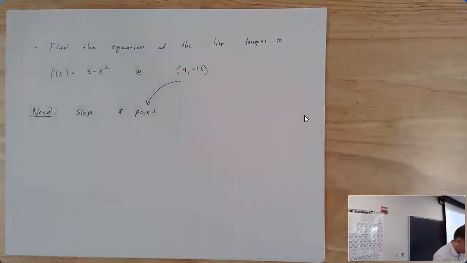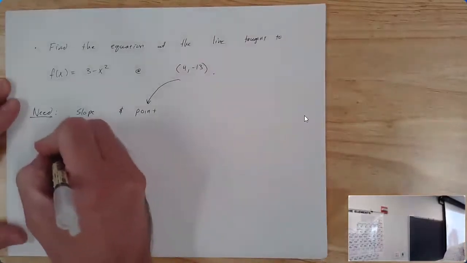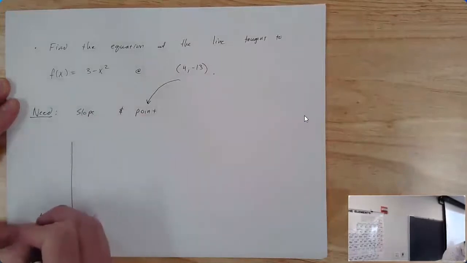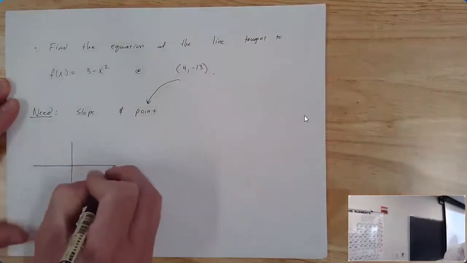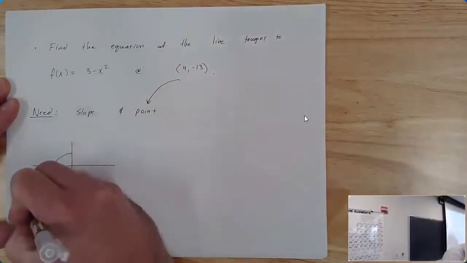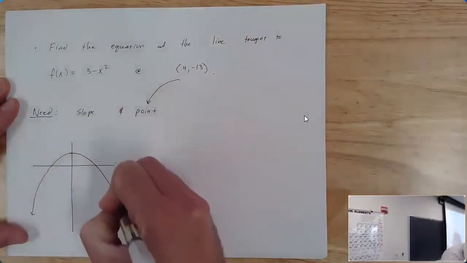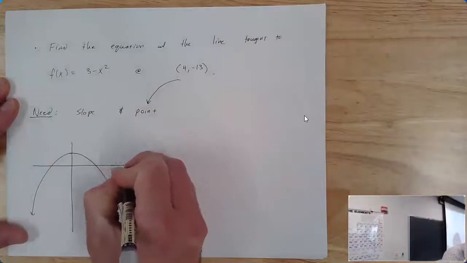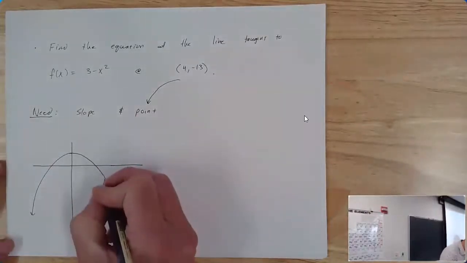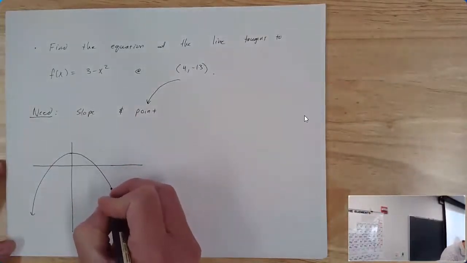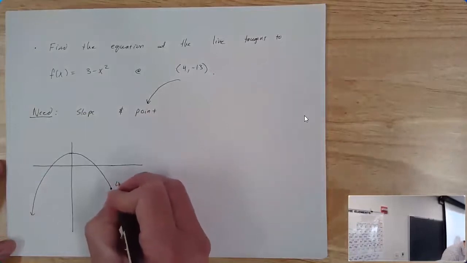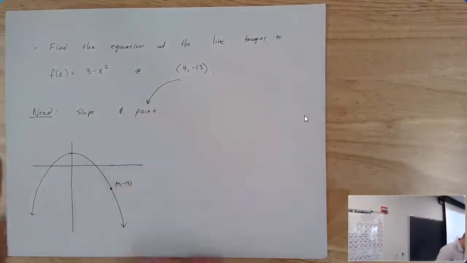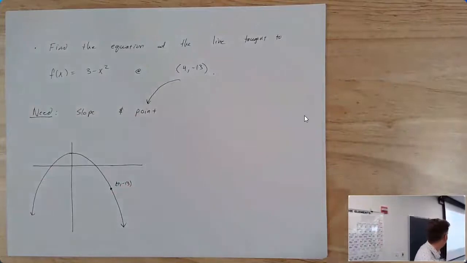So let's draw a picture. Let's draw this function, 3 minus x squared, which looks about like this. And even though I haven't done an excellent job of drawing, let's pretend like my point is right here to give myself a little bit of room to work with. That's 4 comma negative 13. And the idea is I want to find the slope of the tangent line.